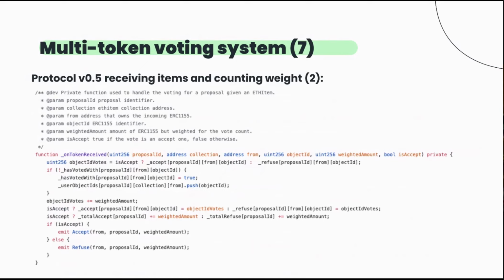This function is also very important because this is the function that counts the total accept and the total refuse votes, so weighted with the specific power.